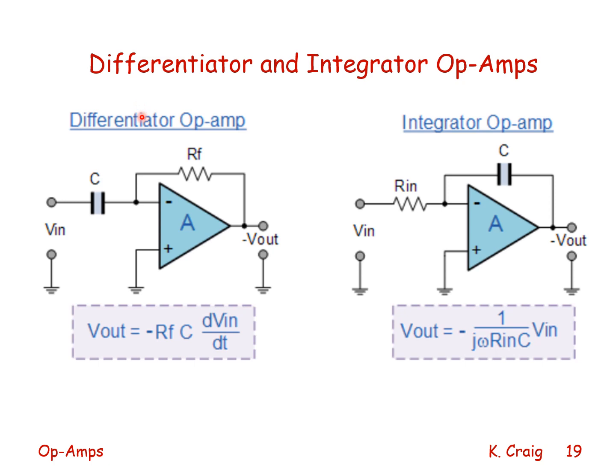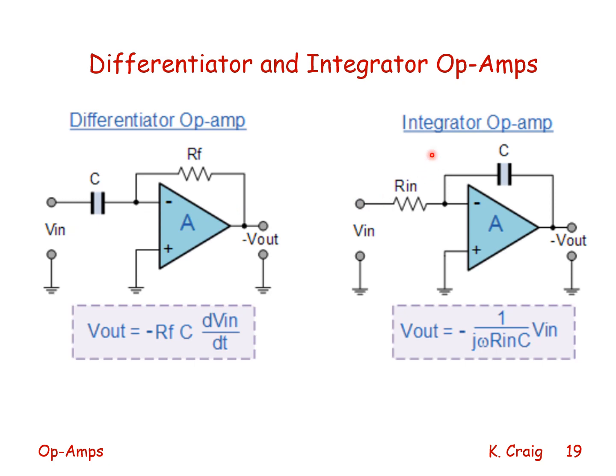This is the differentiator op amp. It is an inverting op amp where Rin has been replaced with a capacitor. The formula for the inverting op amp still applies, not just for resistances, but for any impedances. Substituting in for C, its impedance, which is 1 over CS, where S is the differential operator, we find that V out is minus R feedback times C times the derivative of the input voltage.